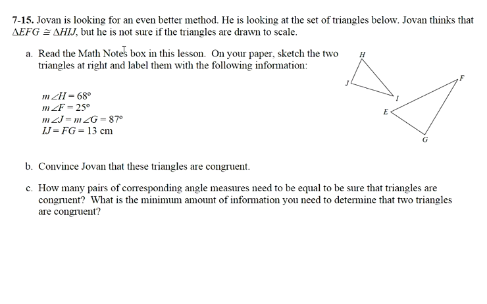Read the math notes box in this lesson. We did read those yesterday, but they're suggesting that you reread those again. It says, on your paper, sketch the two triangles at right and label them with the following information. So we're going to set some of the sides so that they're equal in length, and a couple of the angles both to 87. Angle F is 25 degrees, and angle H is 68 degrees. We're supposed to convince Javon that these triangles are congruent.